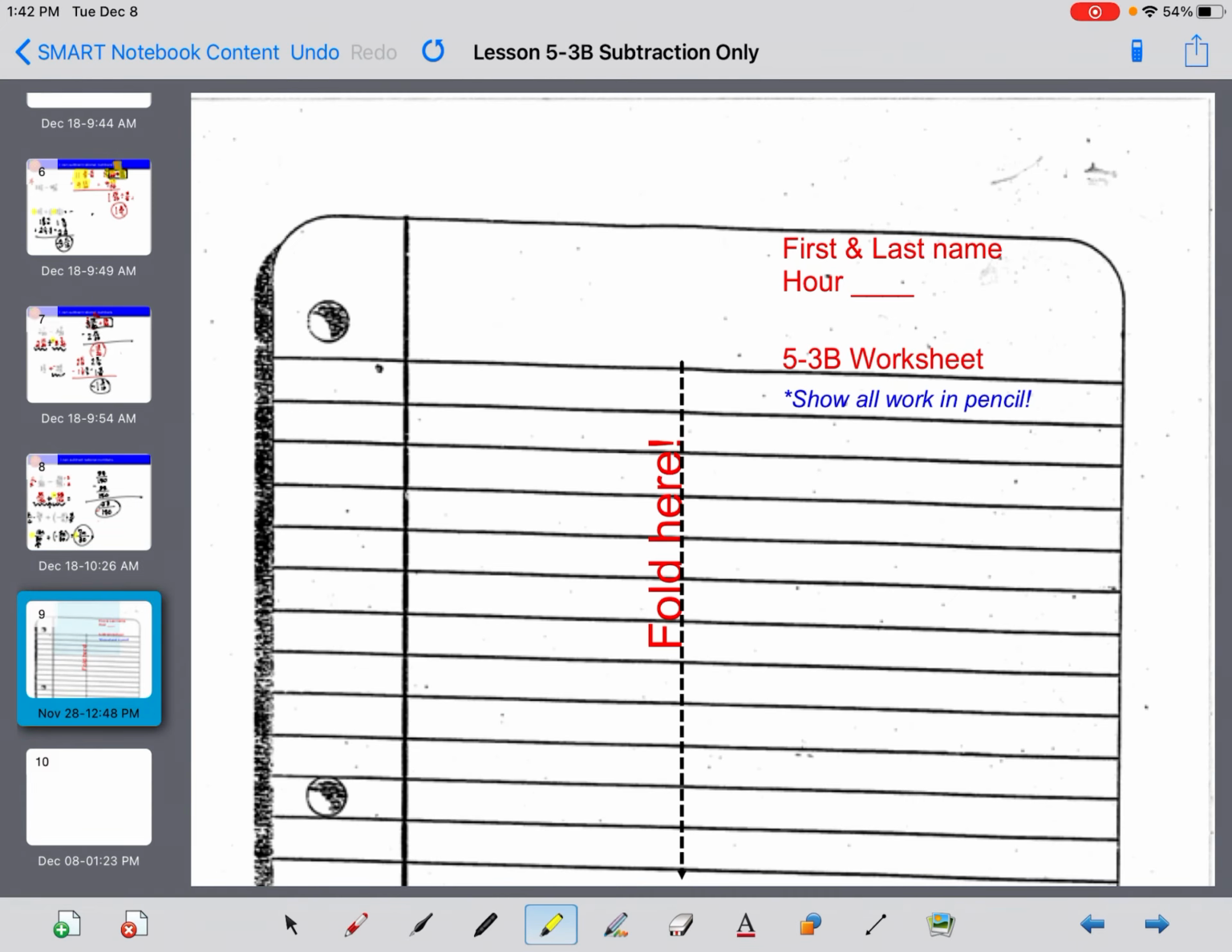All right, let's give this a try on a worksheet. The worksheet does not include any variables at all, so give that a try.